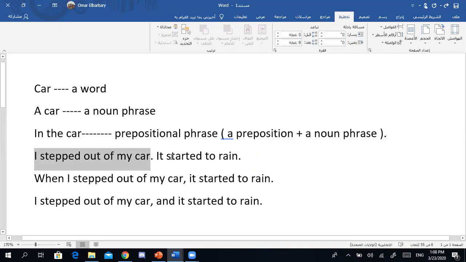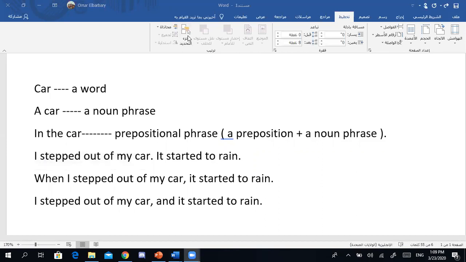How about it started to rain? I'm gonna move to Mu'taz. Can you join us, Mu'taz? Thank you for joining us. All right, Mu'taz Habibi. How about it started to rain?